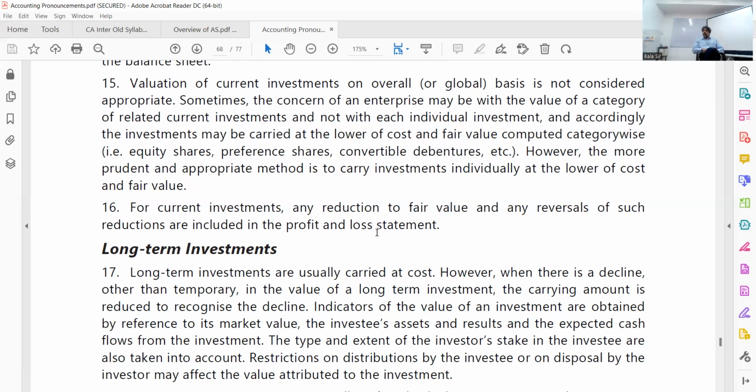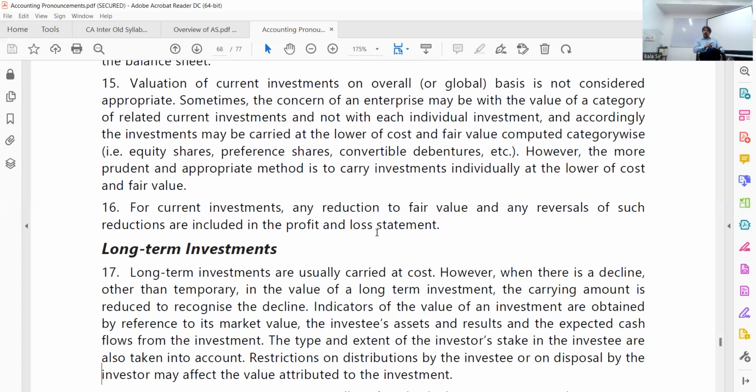Suppose 100 rupees comes down to 85 rupees, or 100 comes down to 75 rupees. But normally the share price fluctuates, right? So for such changes, don't reduce the value. Please carry it at 100, don't bother with the 75, 80, 85 rupees. But suppose a decline is so drastic, and the decline is other than temporary, then you have to provide for such reduction. And such reduction will be taken to profit and loss. That's what is given in para 19.